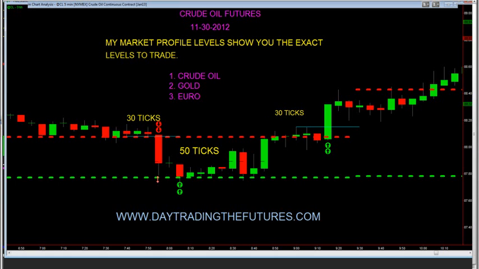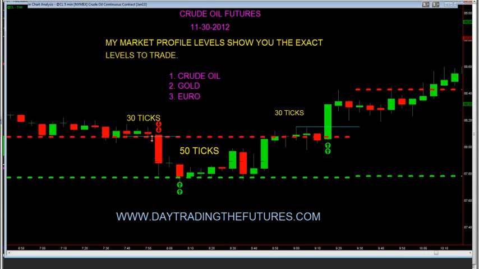I'm in the room at 8:15 in the morning, and I teach you from 8:15 to 11 a.m. every single morning, only a couple hours of trading, how to play off these market profile dots. Because what happens, here was a trade this morning. We had a failure trade at the 30 tick right here.